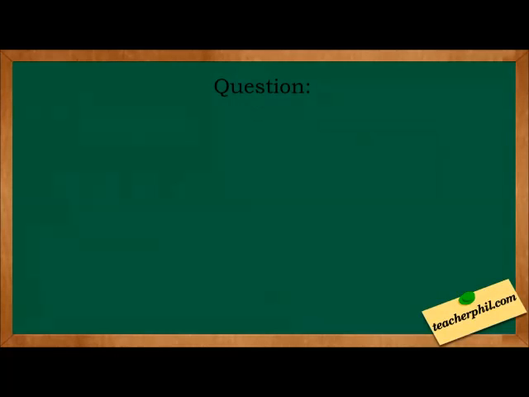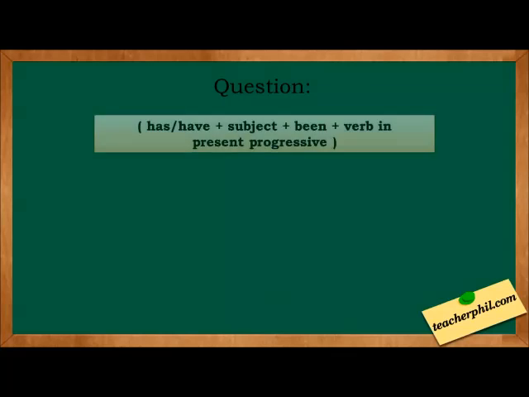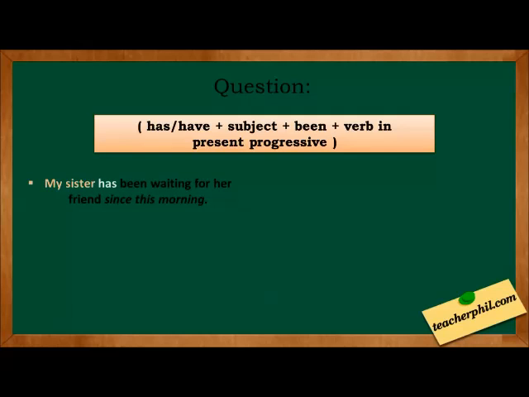For the questions, we simply change the positions of the subject and the auxiliary verbs has or have. So the pattern will now be has or have plus subject plus been plus the verb in present progressive. Examples: my sister has been waiting for her friend since this morning. My sister is the subject plus the auxiliary verb has. But for the question, it will now be has my sister been waiting for her friend since this morning? If you noticed, has and the subject my sister changed positions.